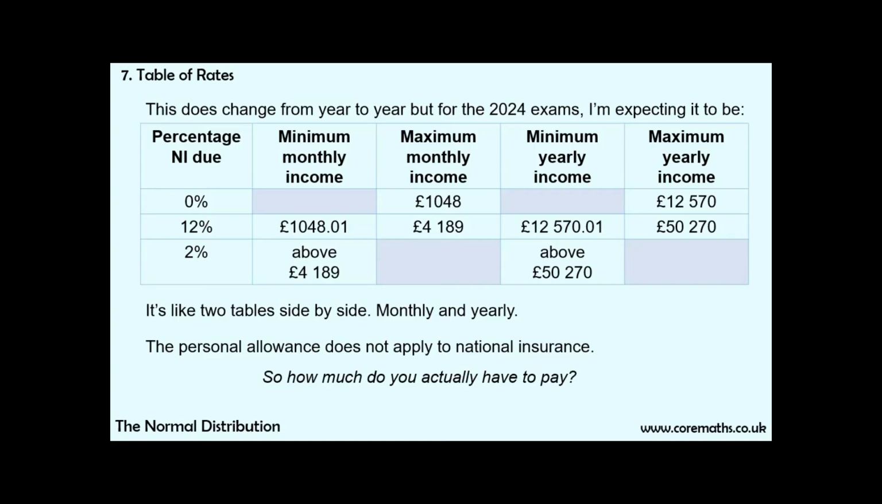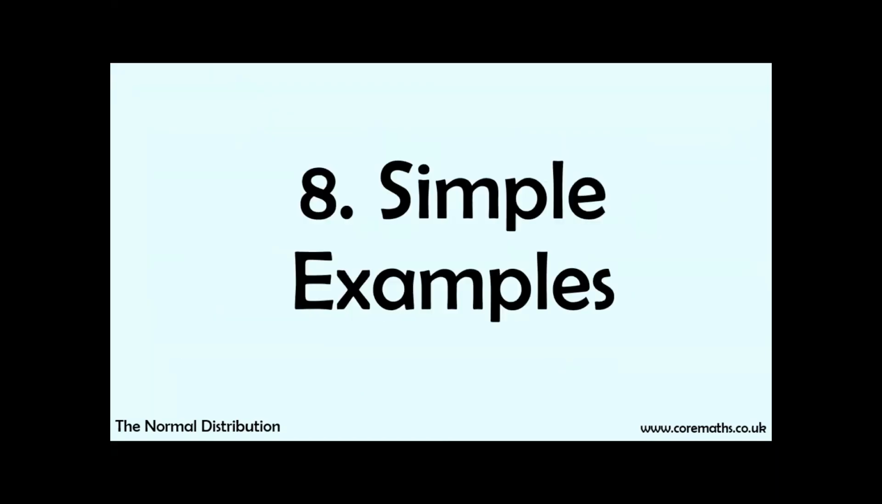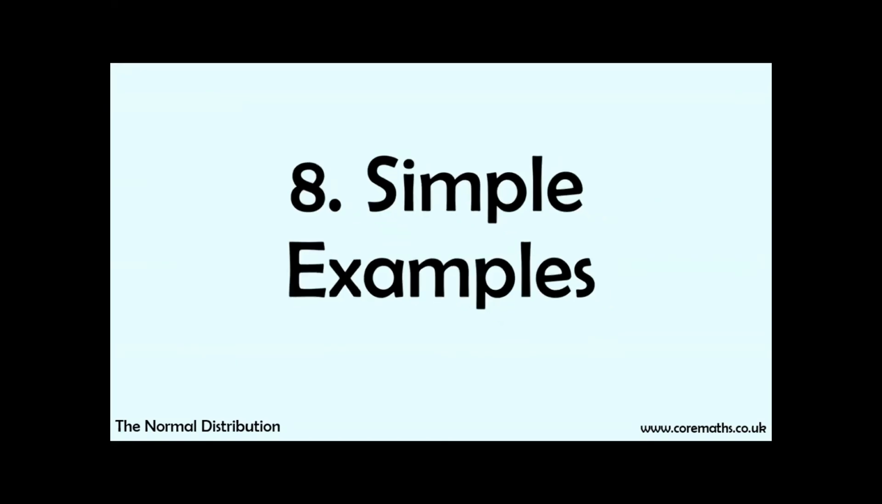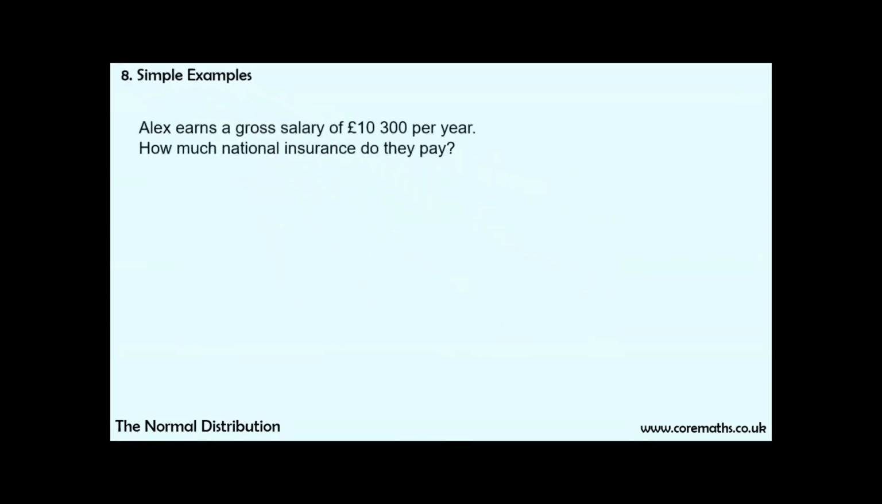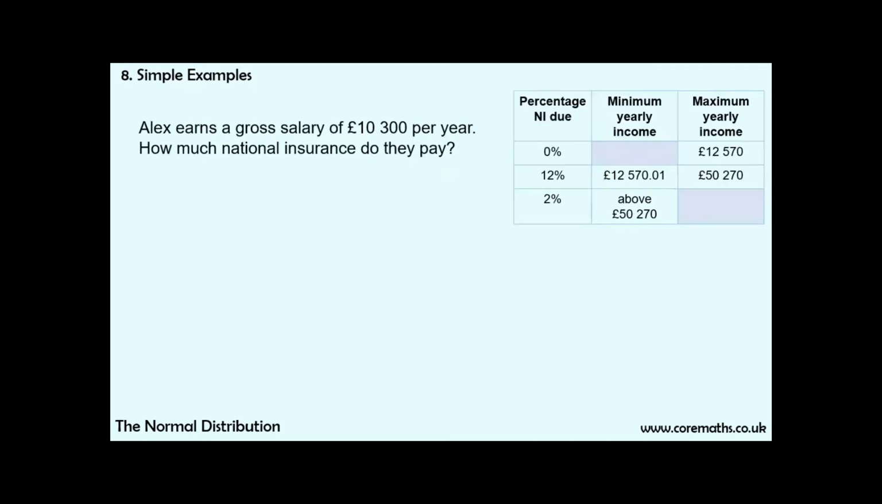So again, 12% and 2%, all right, but how much are we actually going to have to pay? Time for some simple examples. Alex earns a gross salary of £10,300 per year. How much national insurance do they pay? Here's the yearly part of that table. Well, it's under the 12,570, so they're paying 0% on this. They're just going to pay nothing. They don't go past the maximum amount where you have to pay 0%. So nothing at all. Super easy example.